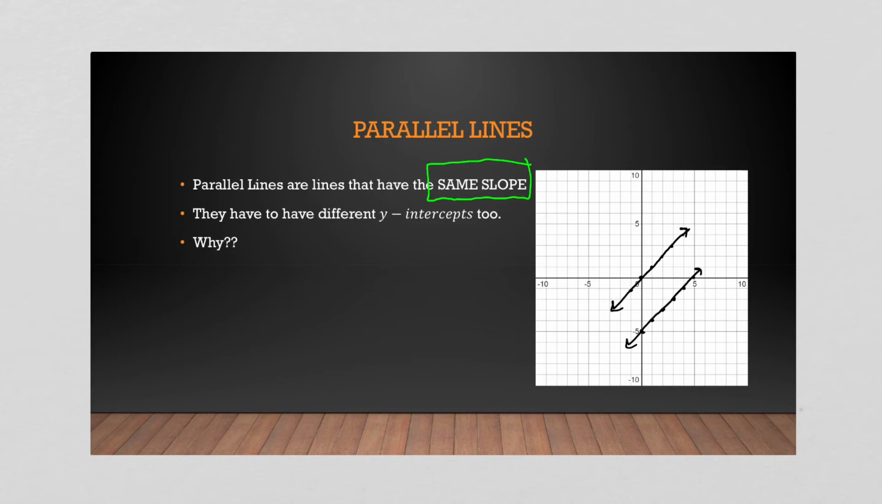And a very important distinction here is that they have different y-intercepts. Why does that matter? Well, because if they had the same y-intercept and the same slope, then they would just be the same line. It would just be one line lying on top of the other. So they have different y-intercepts and the same slope. If you get that scenario, you have parallel lines.